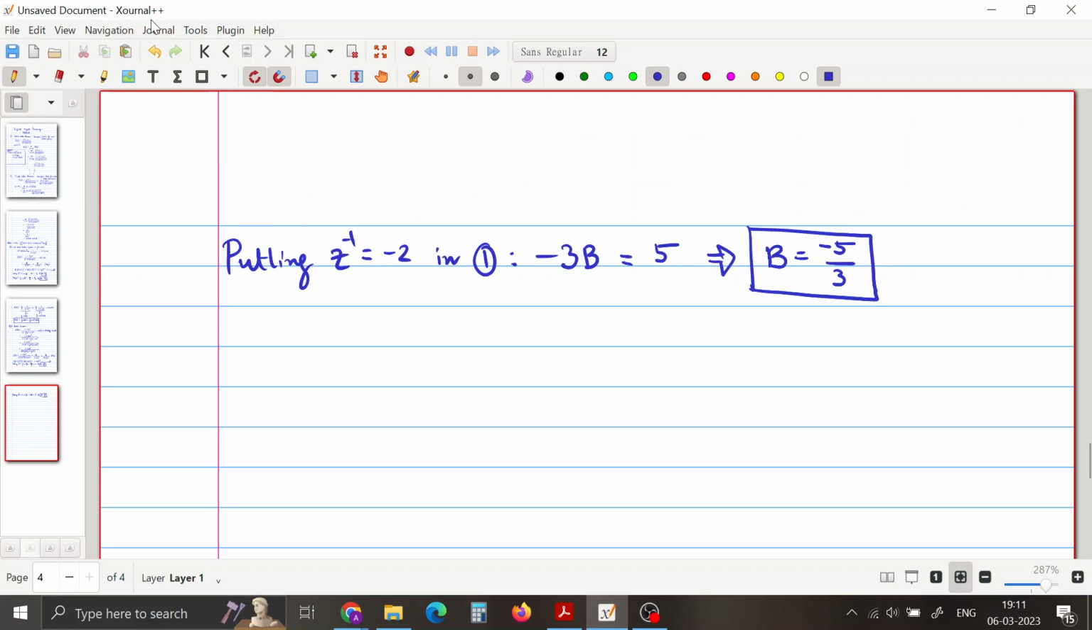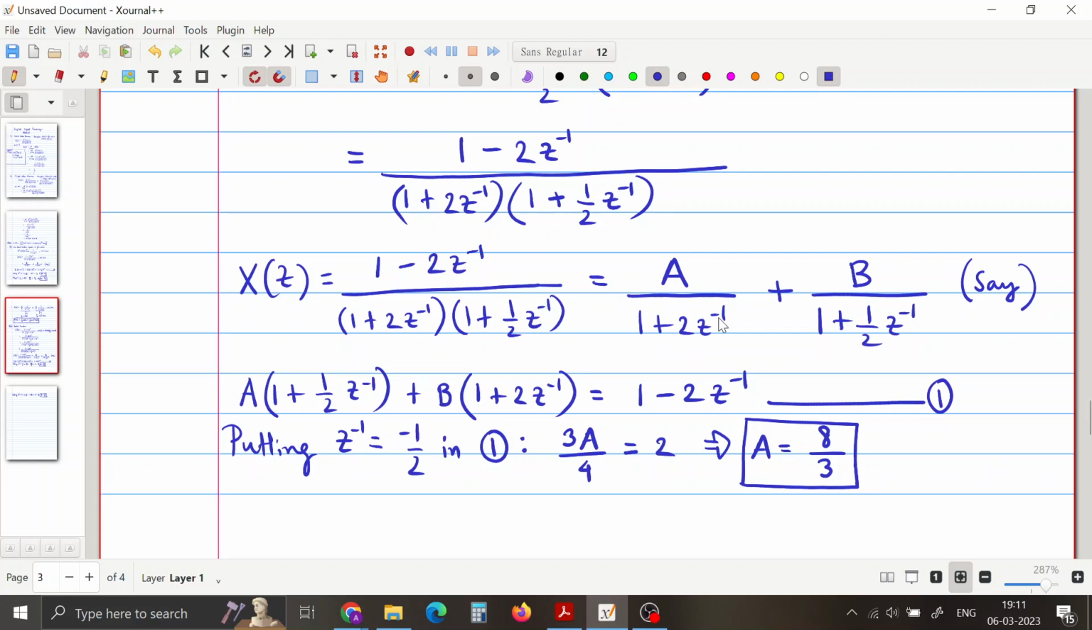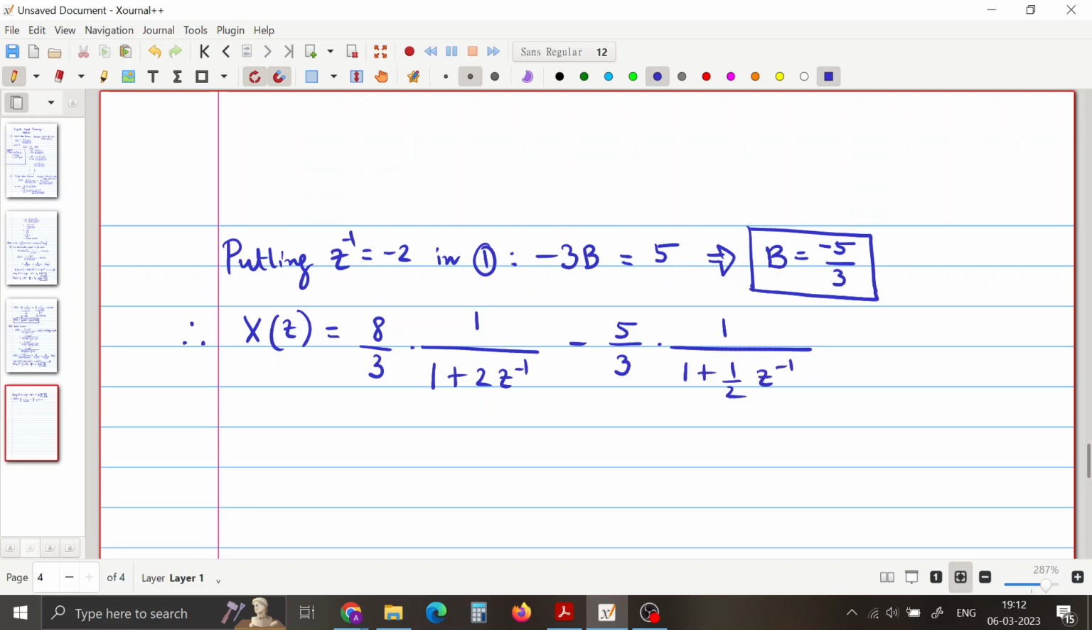Now we need to just plug in these values of a and b in this form here: a by 1 plus 2 z inverse and b by 1 plus half z inverse. So let's do that. Therefore X of z is 8 by 3. I am taking the value of a, which is 8 by 3, in front, and we have 1 in the numerator and 1 plus 2 z inverse in the denominator. Similarly, we are taking b, which is minus 5 by 3, in front. We have 1 by 1 plus half z inverse, correct?